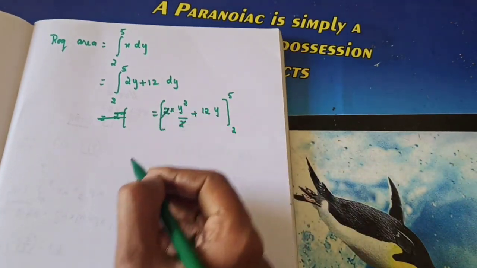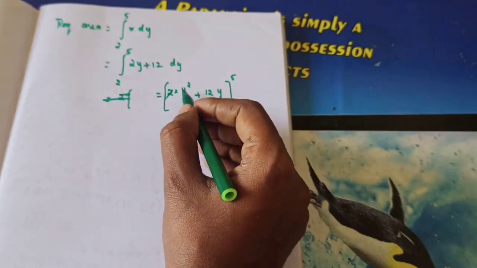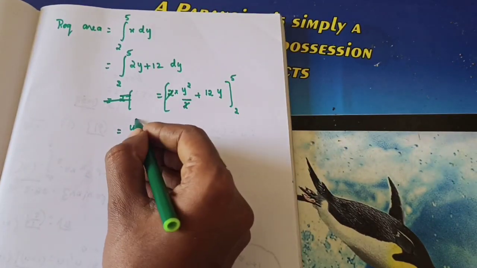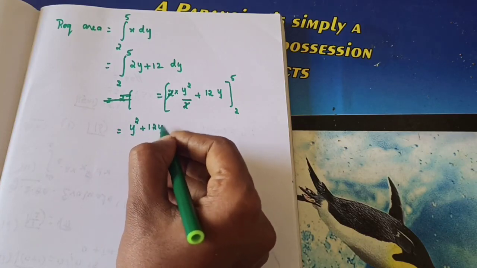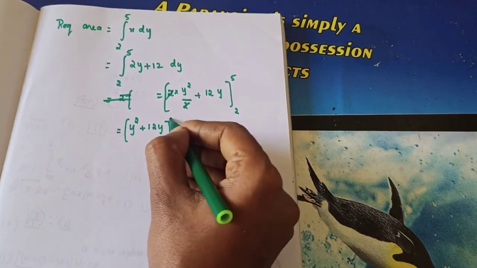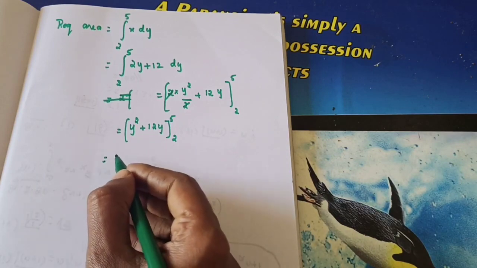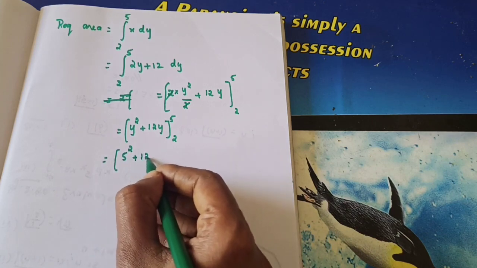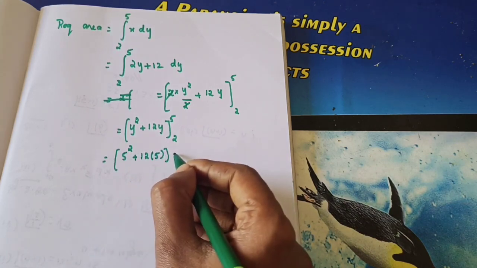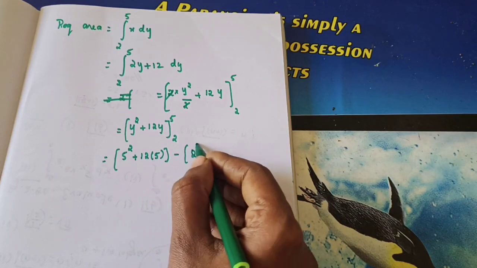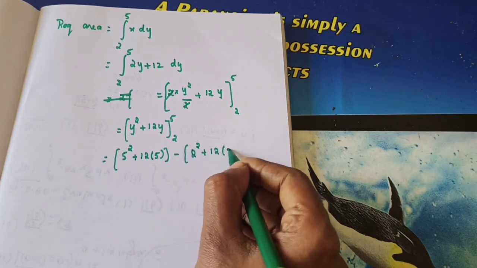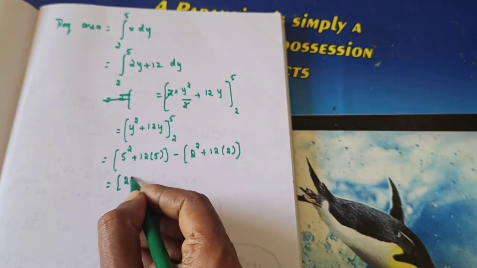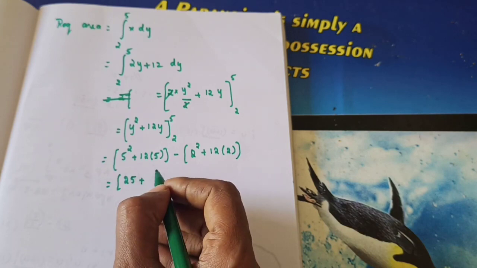So 2 and 2 will get cancelled. Now what will you do? Upper limit minus lower limit. What remains is y square plus 12y from 2 to 5. First put the upper limit: 5 square plus 12 into 5, minus the lower limit: 2 square plus 12 into 2. Do it very carefully. You already know these things. 5 square means 25, plus how much will you get?